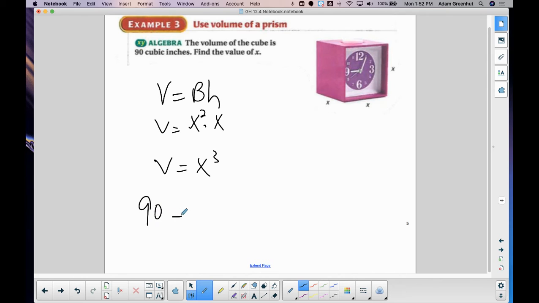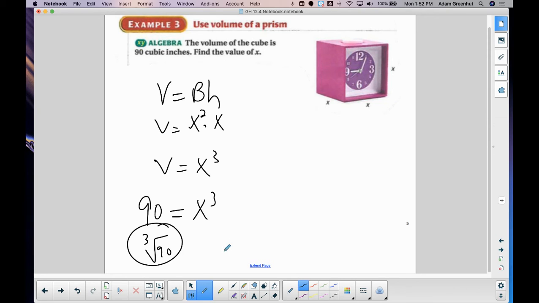Well, if 90 equals x cubed, then to find x, or the length of the edge, I'm going to take the cube root of 90. And that would be an exact answer, because I don't believe there are any perfect cubes that are going to come out of 90.